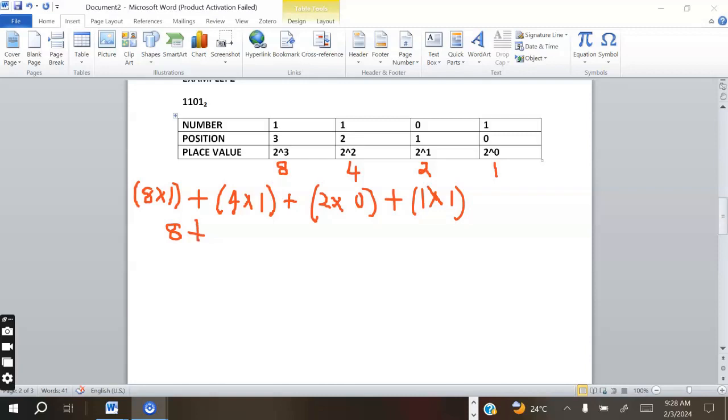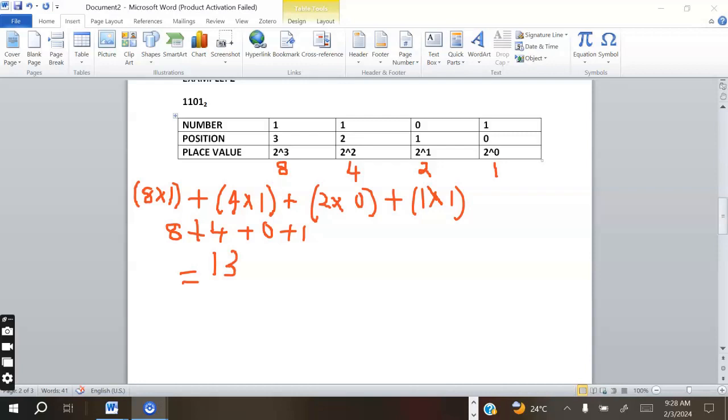Plus 4 multiplying by, it's supposed to give us... then we have this one, 2 multiplying by 0 is supposed to give us 0, plus 1 multiplying by 1 is supposed to give us 1. Then you had 4 multiplying by 8 is 12 plus 0, 12 plus 1, you get 13. So our answer is supposed to be 13.